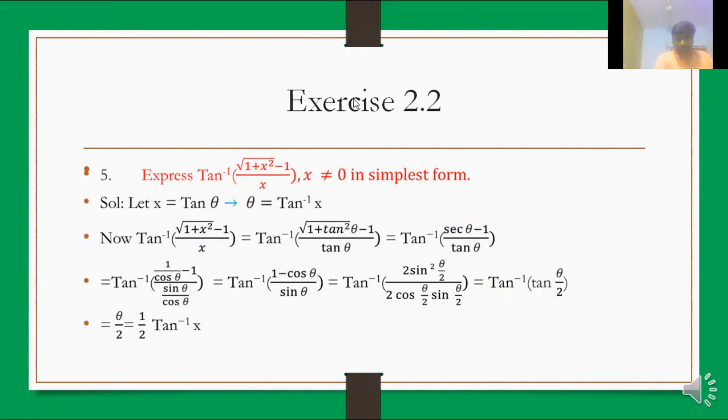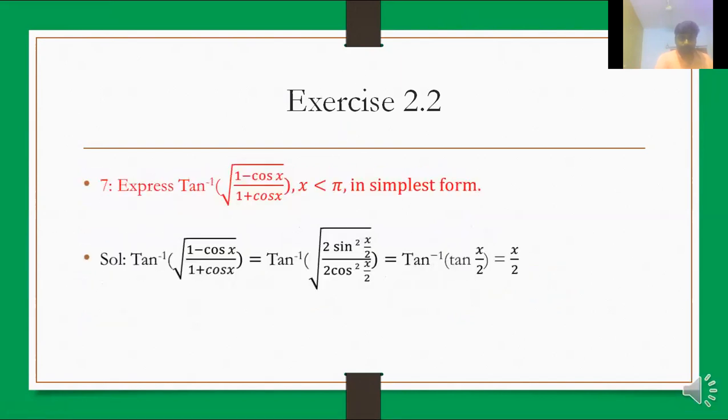So after this, now root of (1 minus cos x) by (1 plus cos x). Easy. 1 minus cos x means 2 sin square x by 2. 1 plus cos x is 2 cos square x by 2. 2 cancels. Tan square, square root cancels. Tan x by 2. Tan inverse tan cancels. Finally, what is the answer? x by 2. Clear?